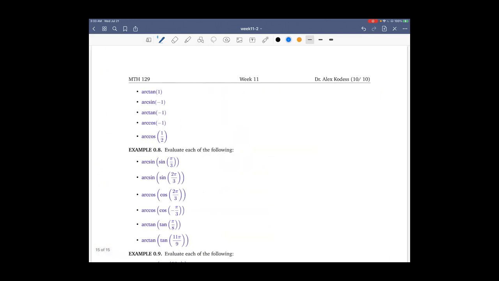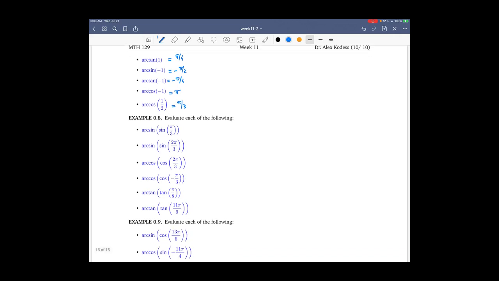We did find arctangent of 1 and negative 1. We know that's pi over 4 and negative pi over 4. Arcsine of negative 1 we know is negative pi over 2. We found that too. Arccosine of negative 1 is pi. Arccosine of 1/2 is pi over 3. We did all that. Now these examples are much more interesting.